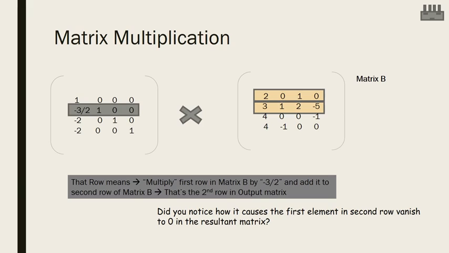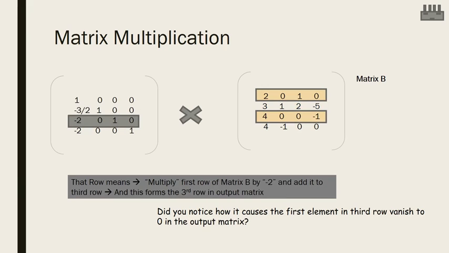So which means that it is again a weighted addition of rows in matrix B. But these weights have been chosen so that when you add them up, you will know that the first element in the second row will be 0, because when you say minus 3 by 2 into 2, it gives minus 3, and when you say minus 3 plus 3, you're going to get 0. So it will automatically eliminate that number to 0, right?